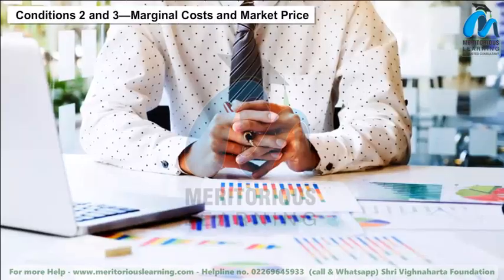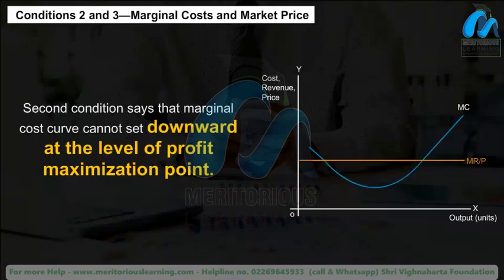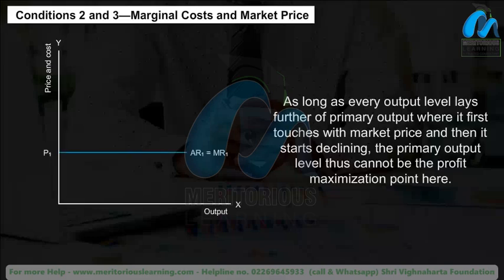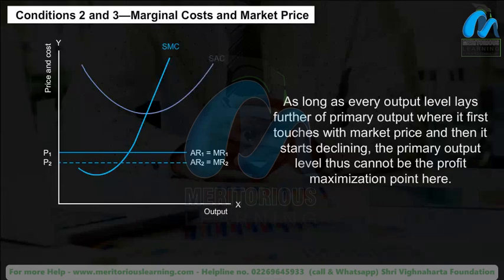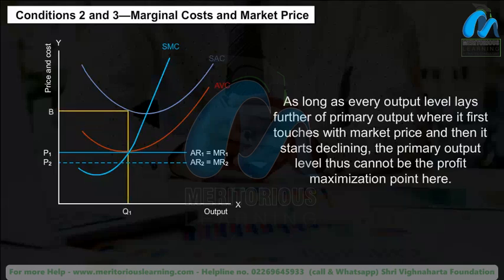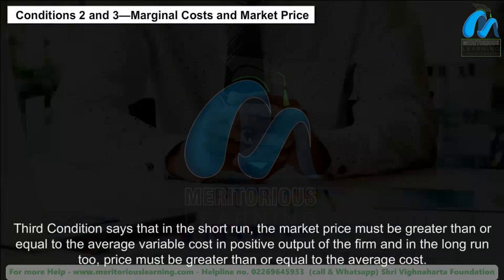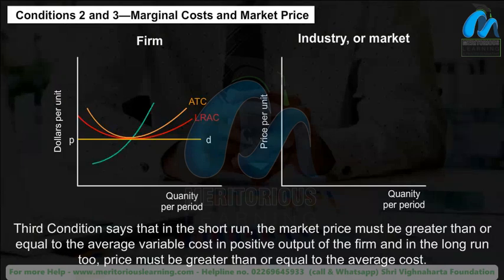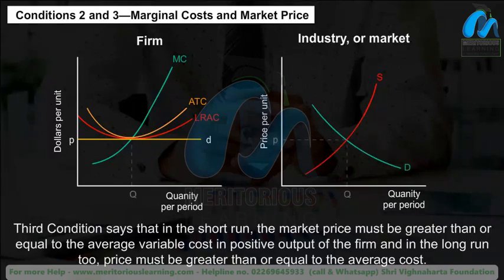Conditions 2 and 3. Marginal costs and market price. The second condition says that the marginal cost curve cannot slope downward at the profit maximization point, as every output level lies beyond the primary output where it first touches the market price and then starts declining. The primary output level thus cannot be the profit maximization point here. The third condition says that in the short run, the market price must be greater than or equal to the average variable cost at positive output of the firm, and in the long run too, price must be greater than or equal to the average cost.